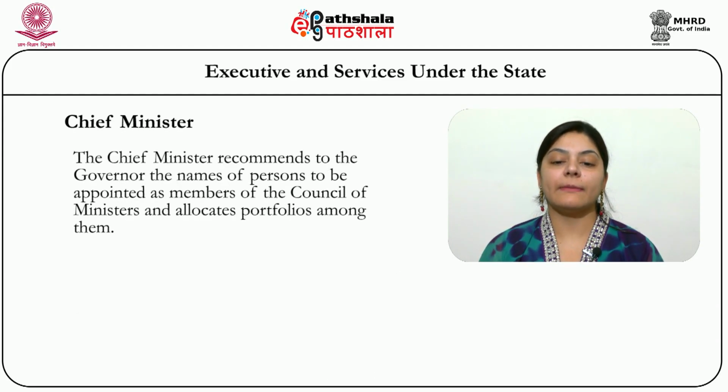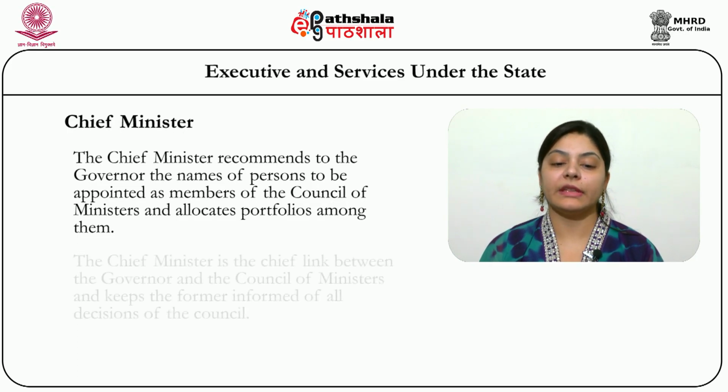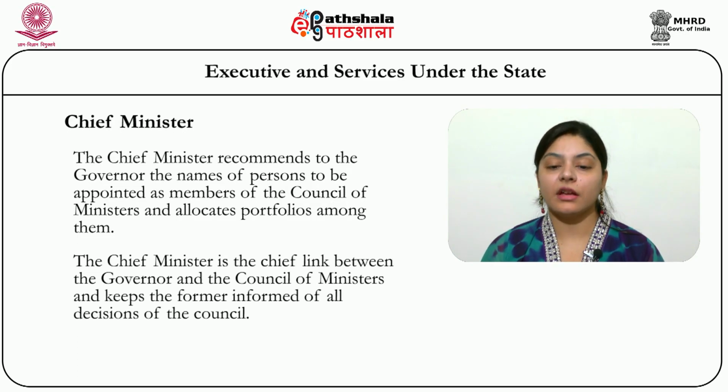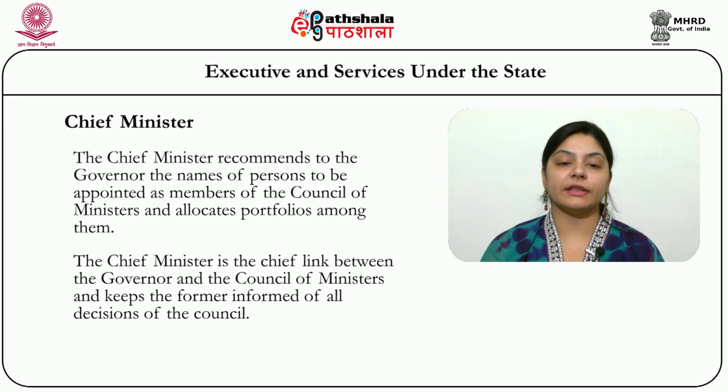The chief minister recommends to the governor the names of the persons to be appointed as members of the council of ministers and allocates portfolios among them. The chief minister is the chief link between the governor and the council of ministers and keeps the former informed of all decisions of the council. The council of ministers headed by the chief minister aids and assists the governor. The ministers are appointed by the governor on the aid and advice of the council of ministers.